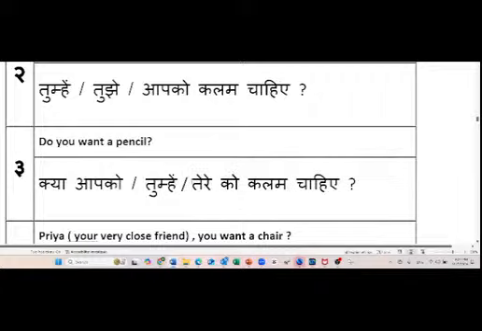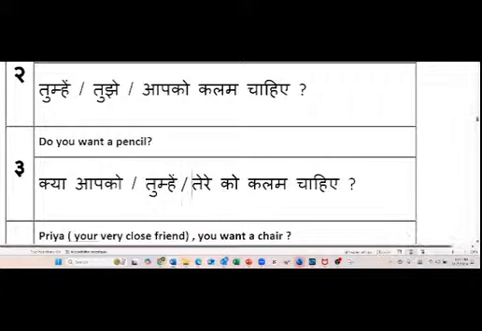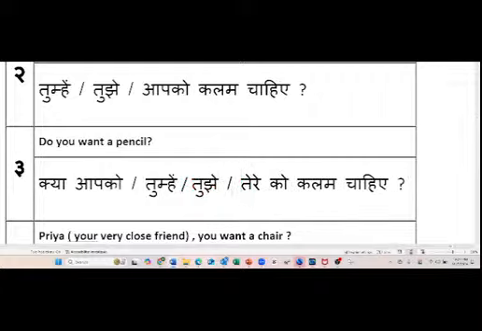Actually tujhe should be here. So let me write tujhe also. Or you can say tere ko also. All of them are fine. What if it said, do you a pencil? I said want, but it says do you a pencil in our book. Oh, there is probably a typo in the book. So please, I assumed it was want, but yeah, sorry.